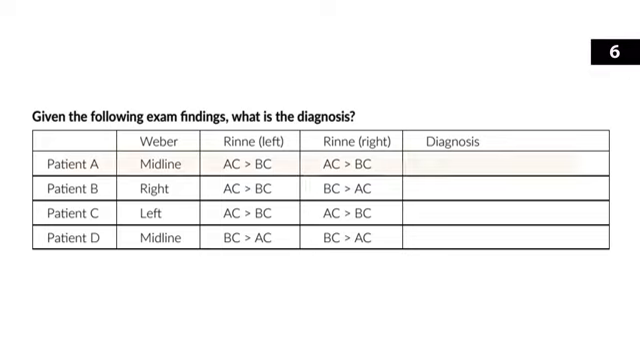All right, here are the answers. Patient A's Weber test is midline, and that's normal. And air conduction is greater than bone conduction in both ears, so that's normal. So the diagnosis here is normal.